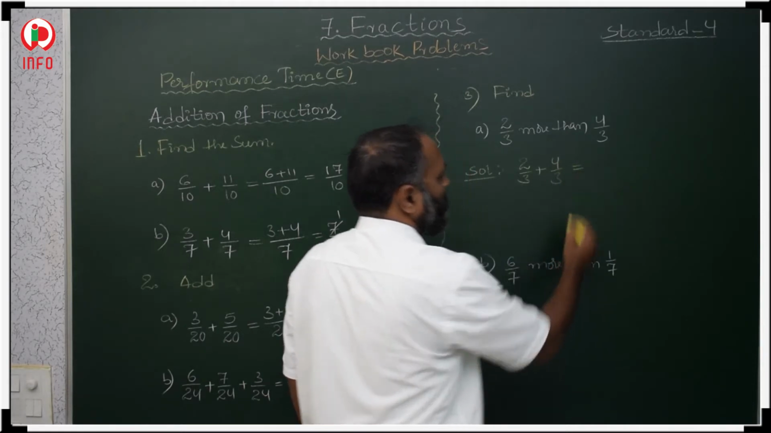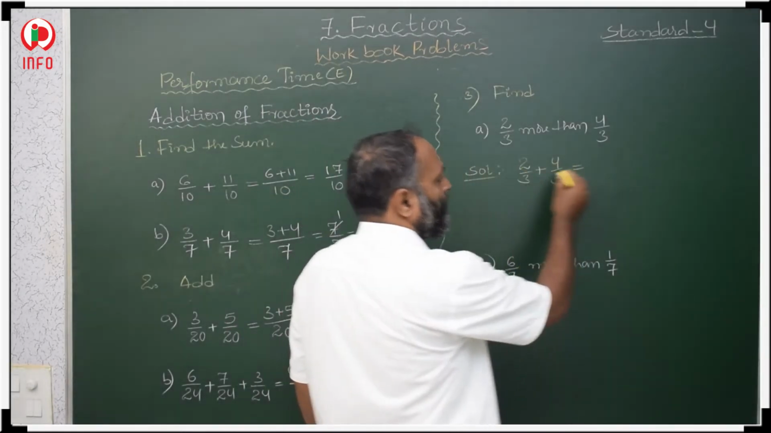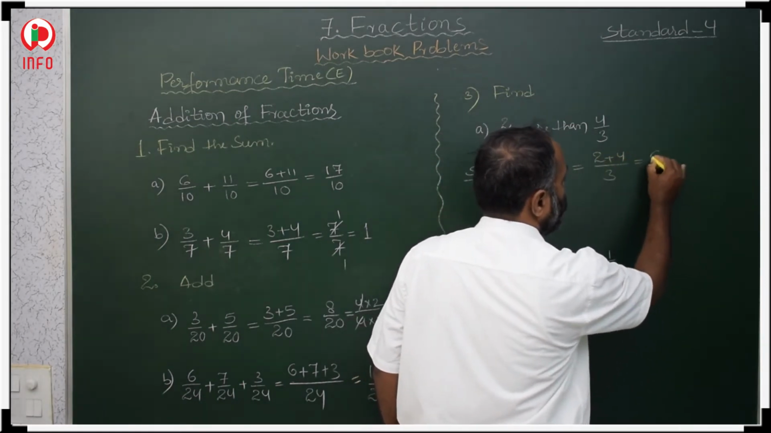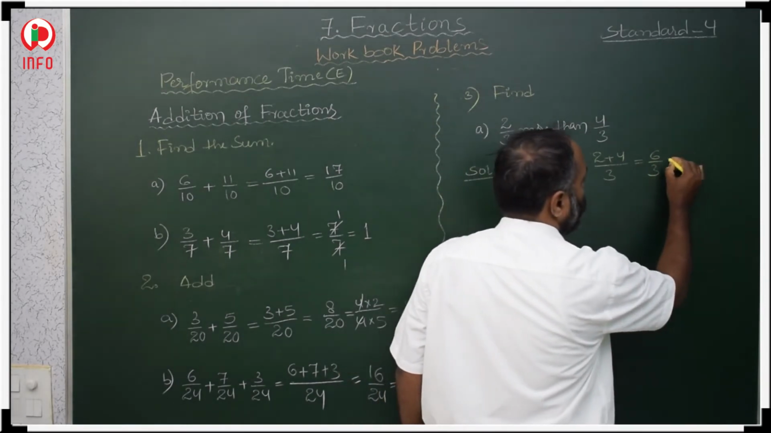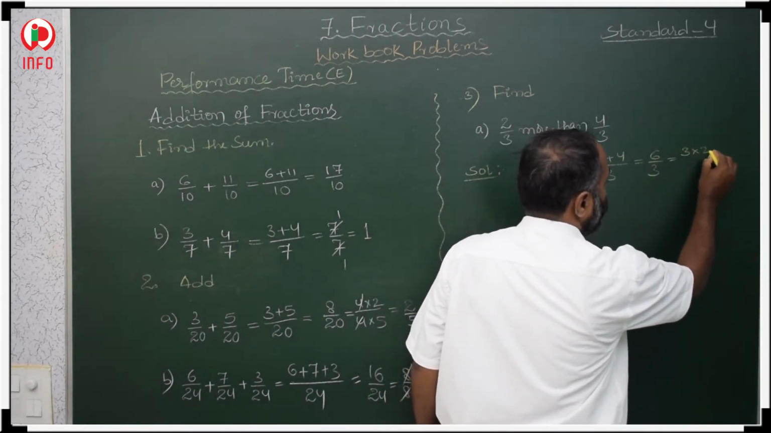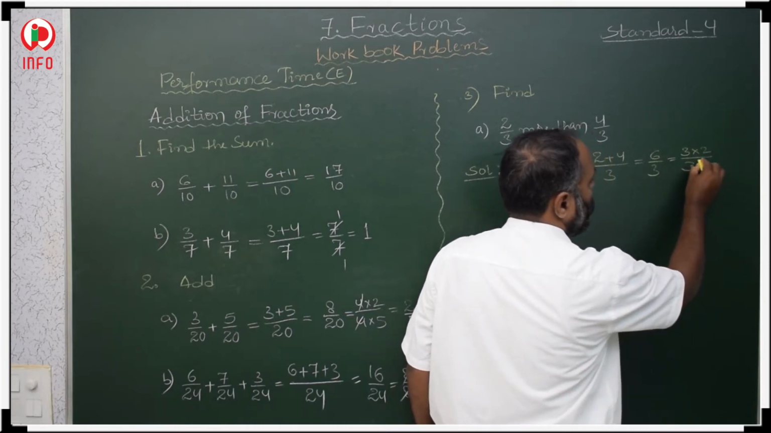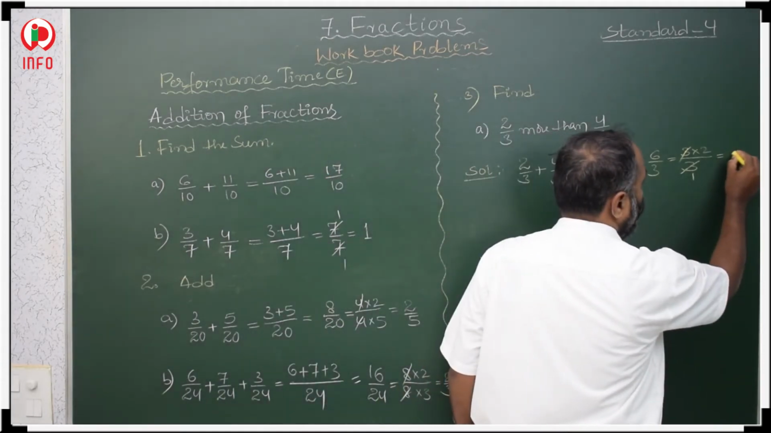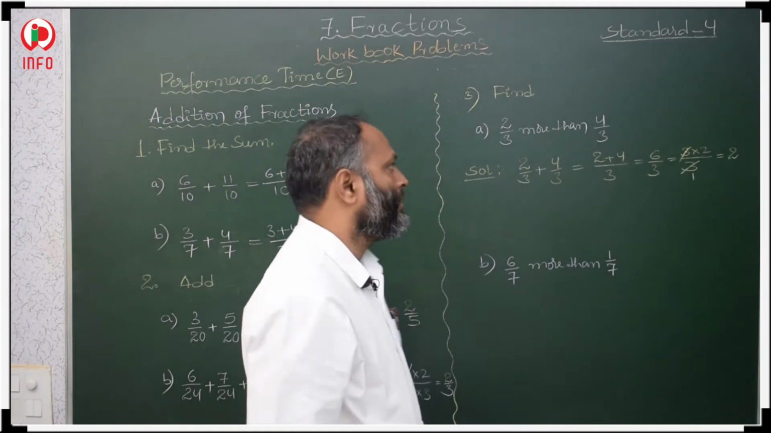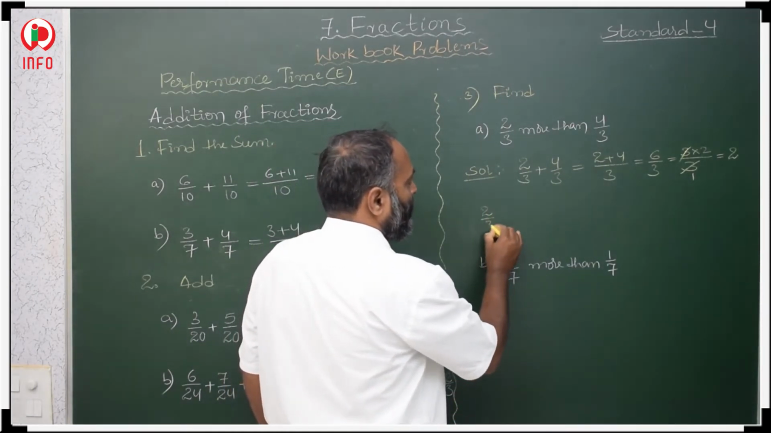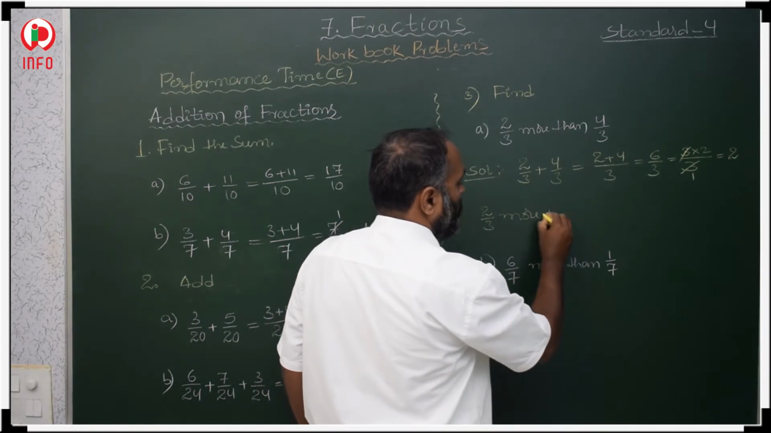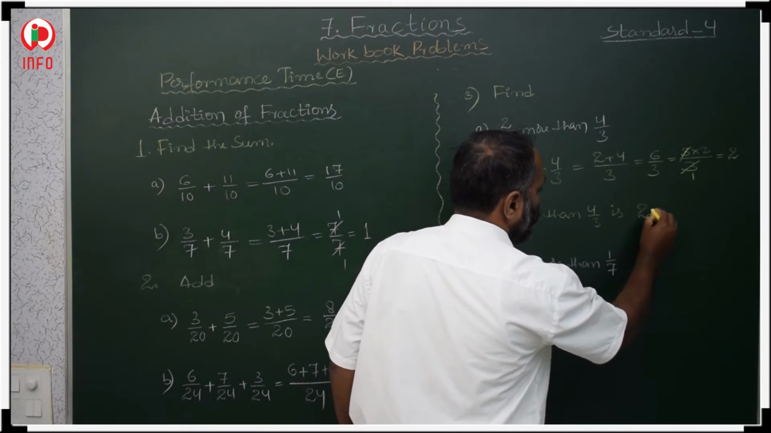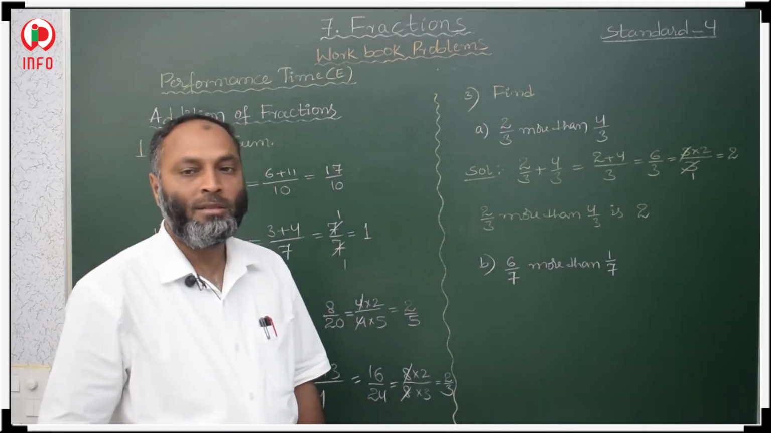These two are like fractions. We have to find the sum of the numerators, that is 2 plus 4 by 3. 2 plus 4 is 6, so 6 by 3. 6 means 3 2s are 6, by 3. 3 is as it is, 3 1s are 3. Then 2 by 1 means 2. 2 by 1 means no need to write the denominator, only 2 is enough. So, here we write 2. 2 by 3 more than 4 by 3 is 2.